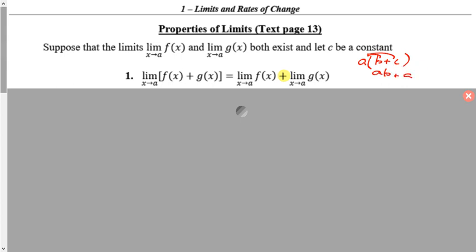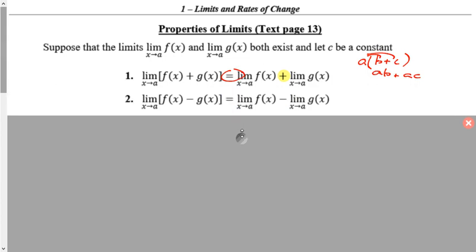Now this is true, but what's happening here? Is this limit being multiplied to this sum? No, this limit is an operation, and this operation is being applied to this sum. So what this property says is if I have the limit of a sum, I can find the limit of each function separately, and that will give me the same value as if I added the functions together first. So don't think distributive property, because that's not what's going on in this situation.